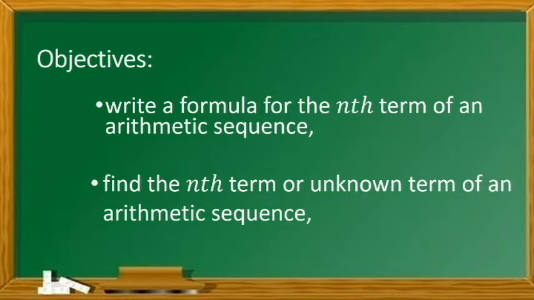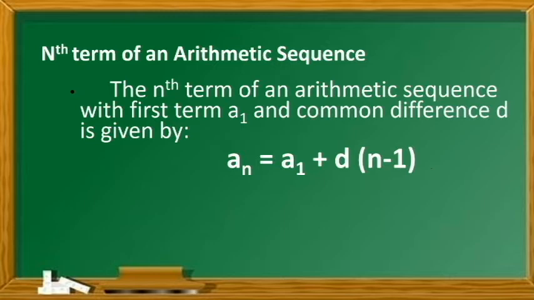The objectives for our lesson are the following. Write a formula for the nth term of an arithmetic sequence and find the nth term or unknown term of an arithmetic sequence. First, we have nth term of an arithmetic sequence.